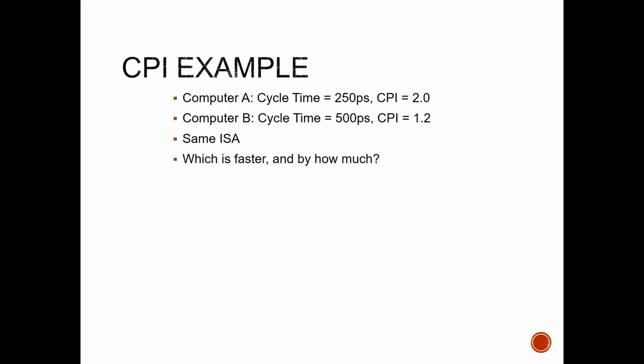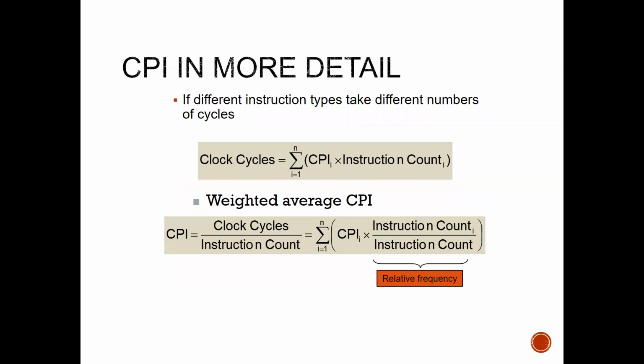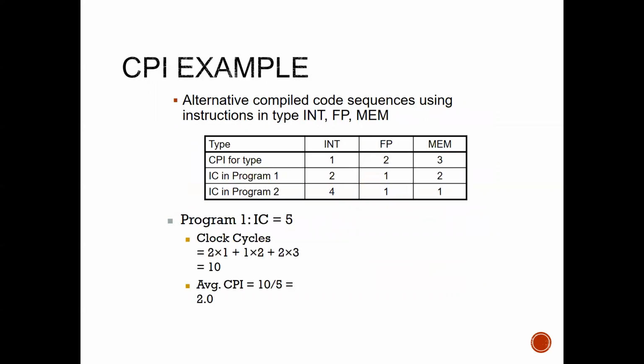CPI example. Here you can do it on your own. Okay, calculate. Here is this example. So A is faster by 1.2 by this much. Okay, this is how to find the clock cycles and the average clock cycles per instruction. Okay, you can check this and do it on your own.